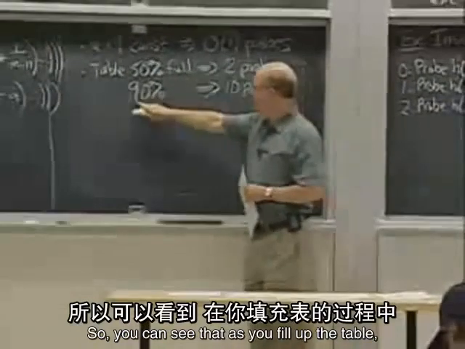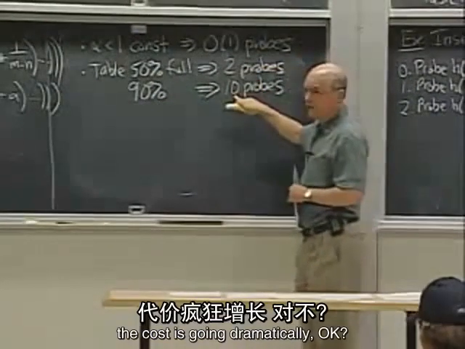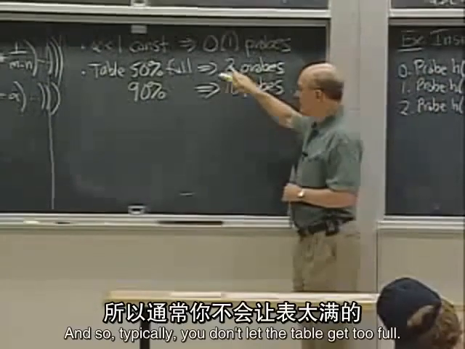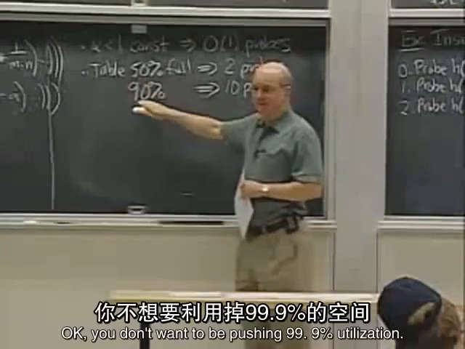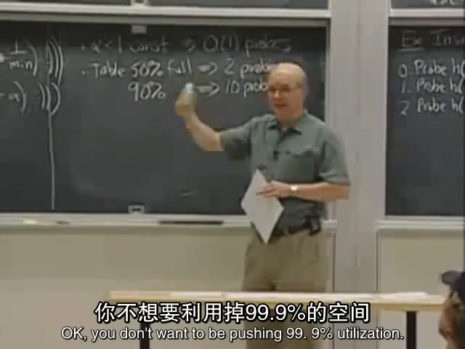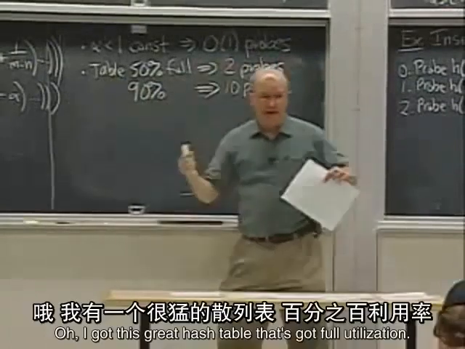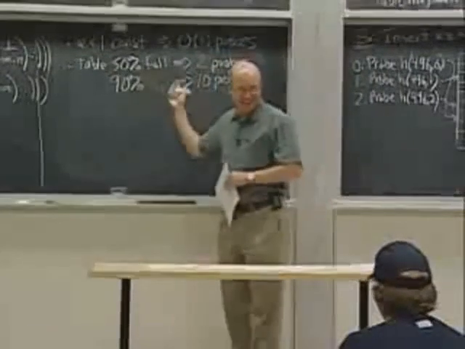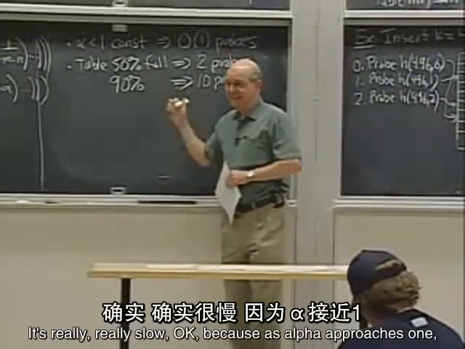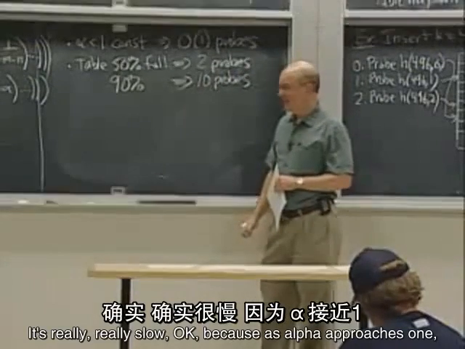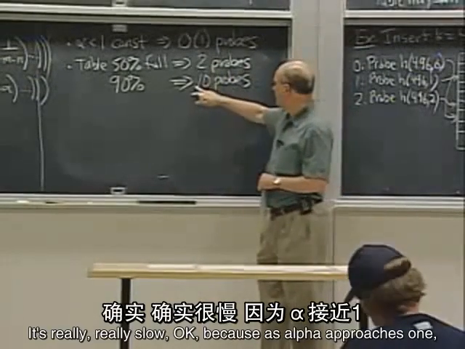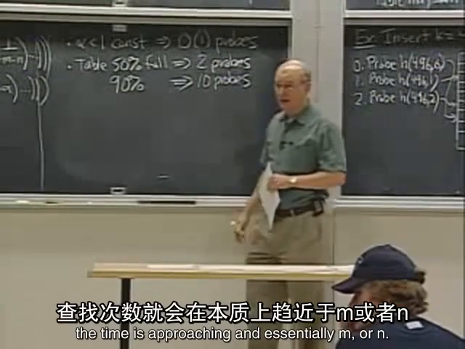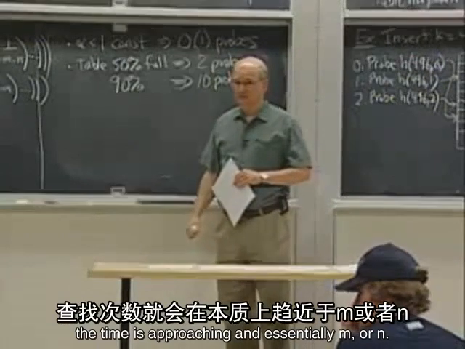So you can see that as you fill up the table, the cost is going up dramatically. Okay? And so typically you don't let the table get too full. You don't want to be pushing 99.9% utilization. Oh, I get this great hash table, it's got full utilization. It's like, yeah, it's slow. Okay? Then it's really, really slow. Because as alpha approaches 1, the time is approaching essentially m, or n.